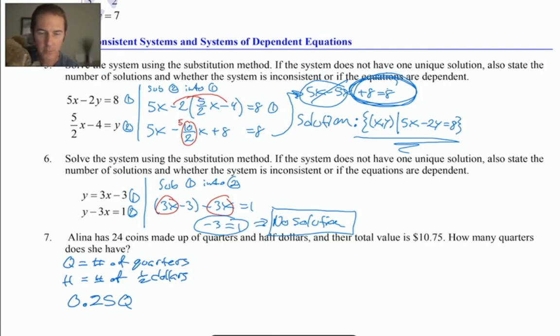25 cents times the number of quarters. So if she had 5 quarters, she'd have $1.25. And then we're going to add to that a value of 50 cents times the number of half dollars she has. And this is going to equal her total amount of money, which we know is $10.75.